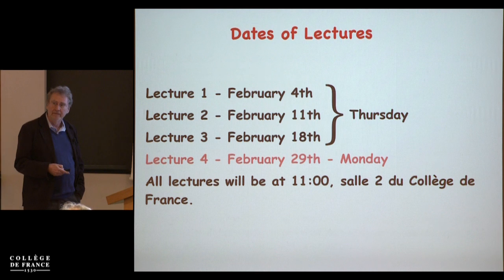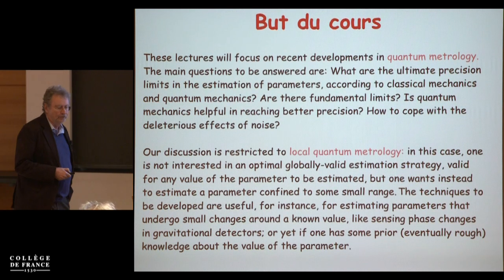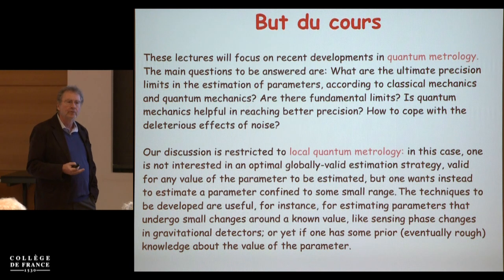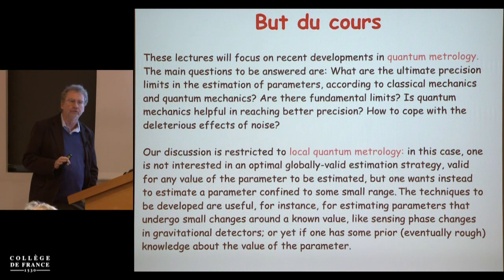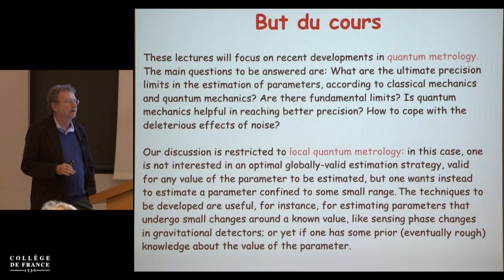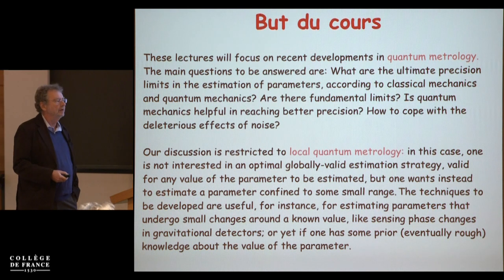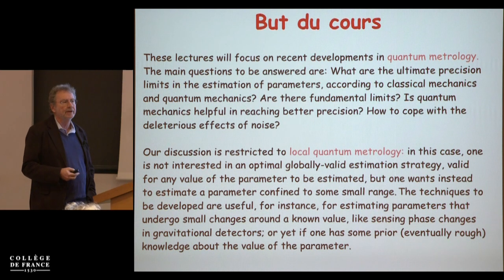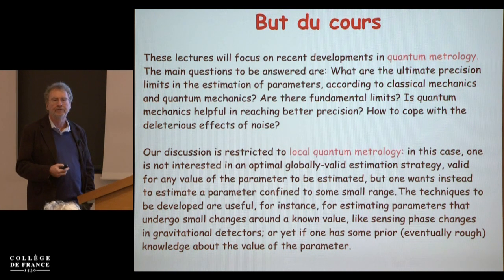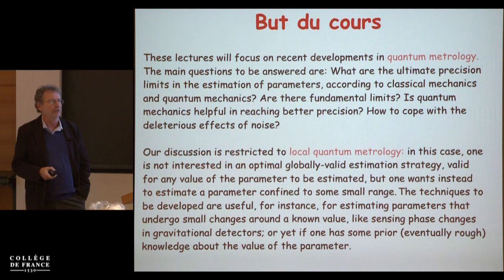Now, what's the aim of the lessons? They will focus on recent developments in quantum metrology, and the main questions to be answered are the following. What are the ultimate precision limits in the estimation of parameters in classical and quantum mechanics? Does quantum mechanics help to have a better precision in the estimation of parameters? Are there fundamental limits?